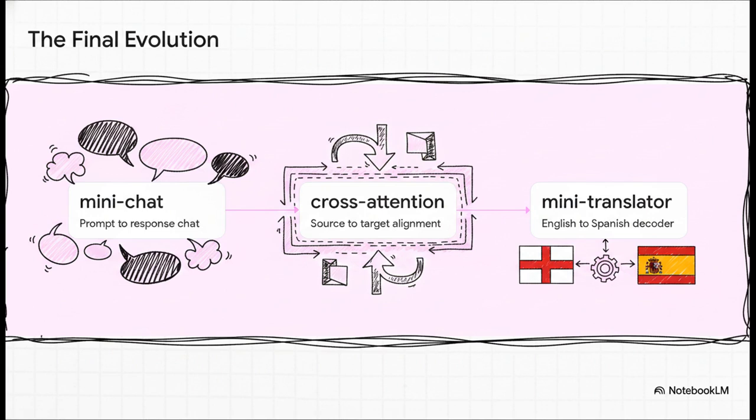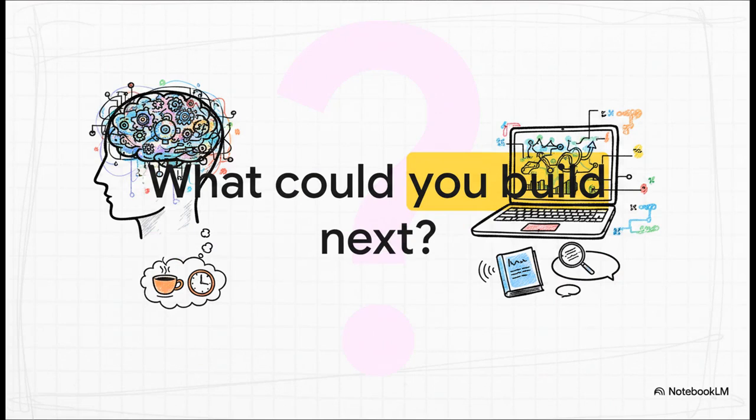And here is the roadmap for that final evolution. After we conquer chat in Step 5, Step 6 introduces a cross-attention module to align source and target data. All of this culminates in Step 7, the mini-translator. By the end of this journey, these exact same scaled-down mechanics will have built a complete English-to-Spanish encoder-decoder model. It really puts the immense power of machine learning into perspective. We've seen today how high-level concepts used by the biggest tech companies in the world can be stripped down, deeply understood, and executed on a personal computer in the time it takes to brew a cup of coffee.